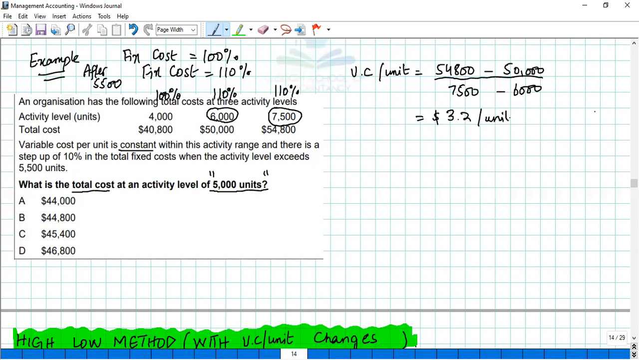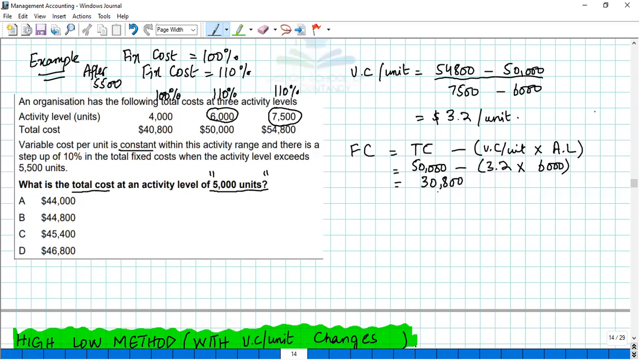Now I have to identify the fixed cost. The fixed cost formula was total cost minus variable cost per unit times level of activity. I will take, let's say, the lowest one, so total cost is 50,000. You have to consider only those costs that you have used in the calculation of the variable cost per unit. You can choose either of them. Variable cost per unit is 3.2. Because I have taken 50,000 as my total cost, I will choose the relevant activity level, that is 6,000. Now let's calculate. 3.2 times 6,000 is 19,200, and 50,000 minus that is 30,800. So my fixed cost is 30,800.